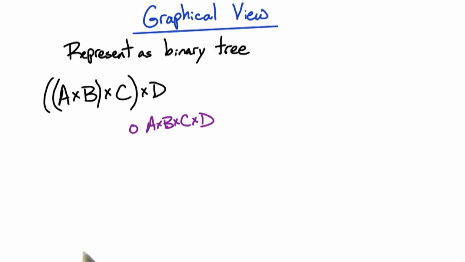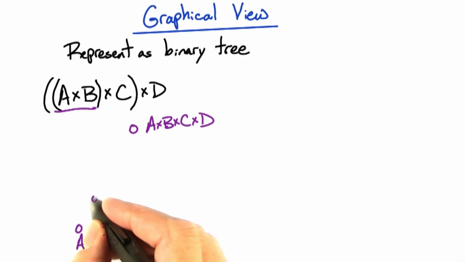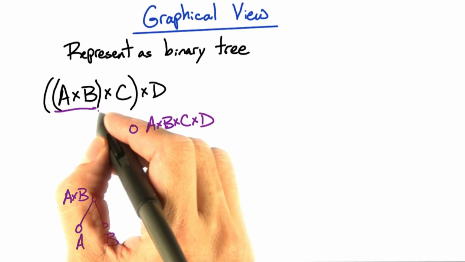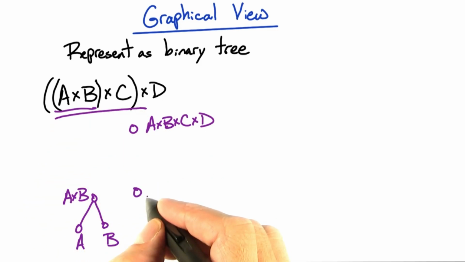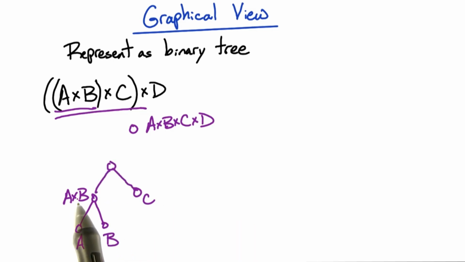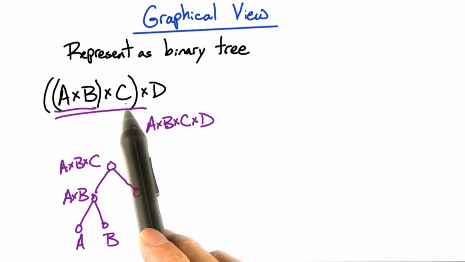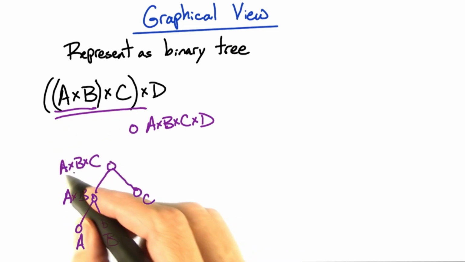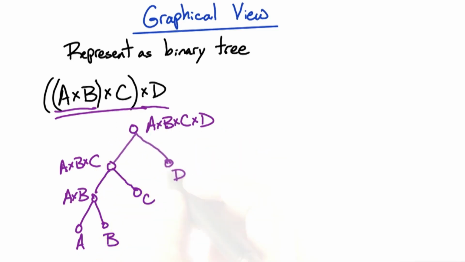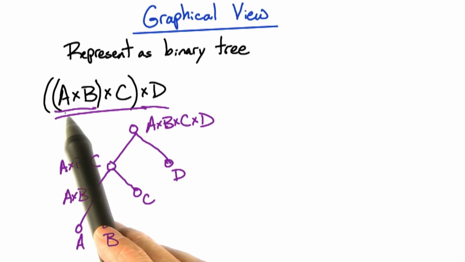Now for this parenthesization, our first computation is A times B. So we have the leaves for A and B, and our first computation corresponds to the parent of those leaves, which corresponds to A times B. Then we take that matrix and multiply it by C. So we have the leaf for C, and then we have the parent of A times B and C, which corresponds to A times B times C. This internal node corresponds to A times B times C. How the subtree is structured tells us how the parenthesization is done for this subproblem. Finally, we take A times B times C and we multiply it by D. So this tree captures this parenthesization.